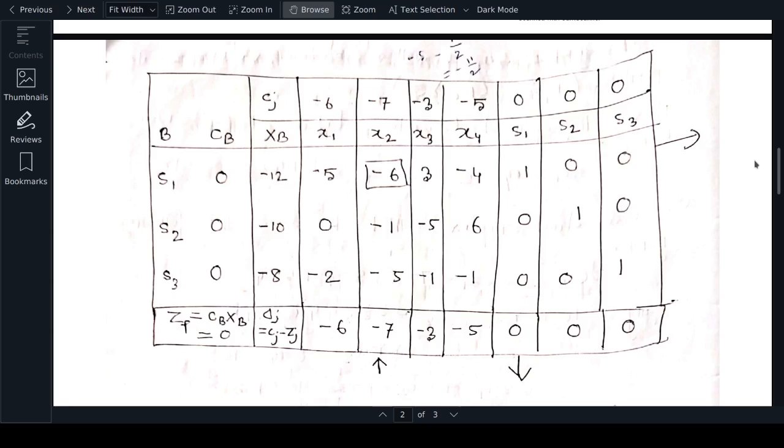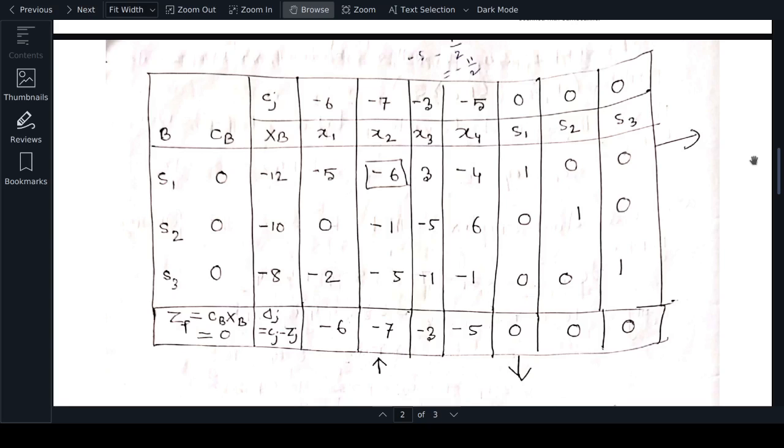The smallest XB row? I mean, like for the S1 row, the XB is minus 12, which is the smallest. Was it that way? Means, yes, you see, in the XB column here, elements are what? Minus 12, minus 10, minus 8, right?